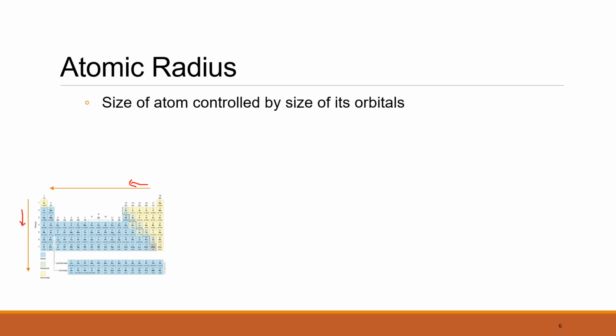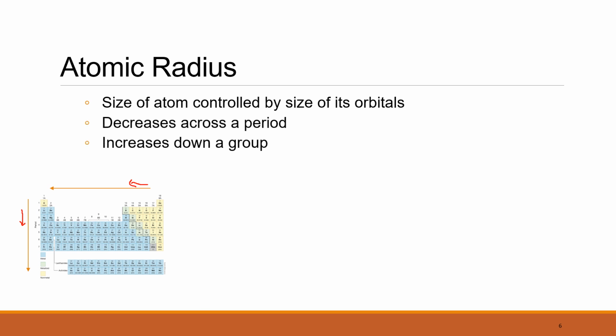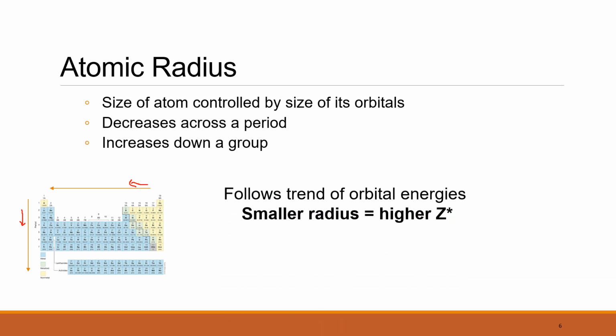So why is this? Well, the size of an atom is controlled by the size of its orbitals. That's why it has the same trends as the orbital energies. So it's decreasing across a period and increasing down a group, excuse me. It follows the same trends as I said a moment ago as the orbital energies. So why does it follow the same trend?